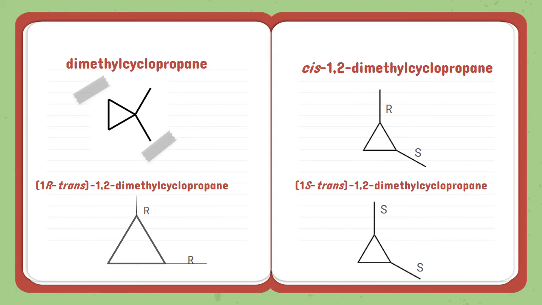And then there's cis-1,2-dimethylcyclopropane, and then 1R trans-1,2-dimethylcyclopropane, and then 1S trans-1,2-dimethylcyclopropane. I'm sorry. So we can conclude that there are 13 total isomers that we can form from pentene.